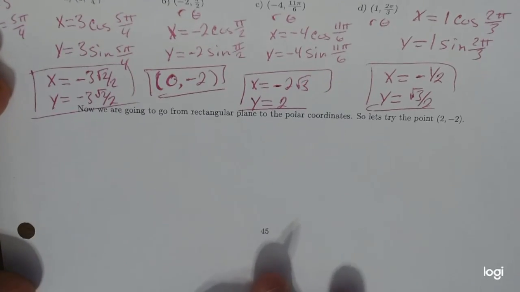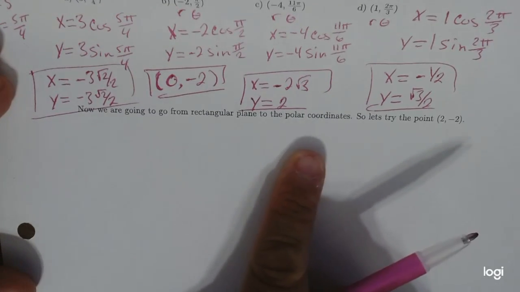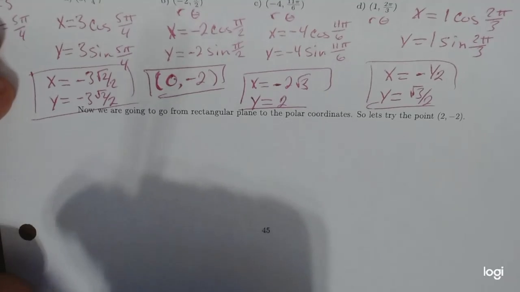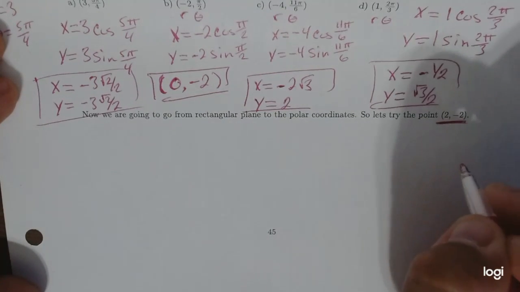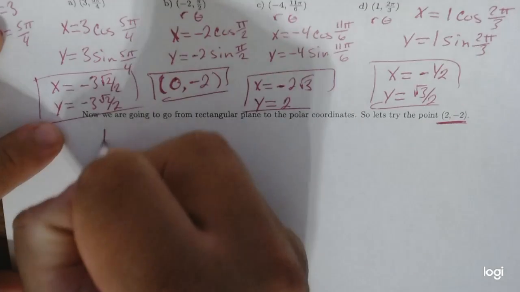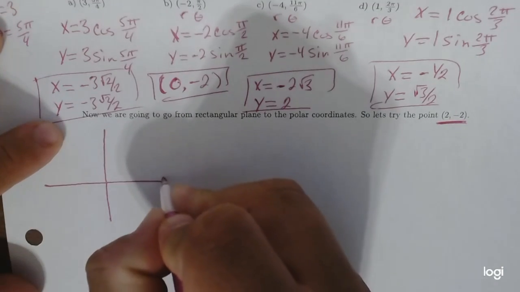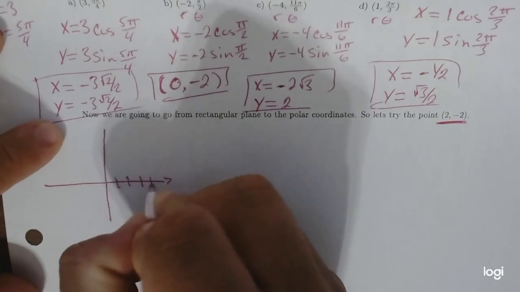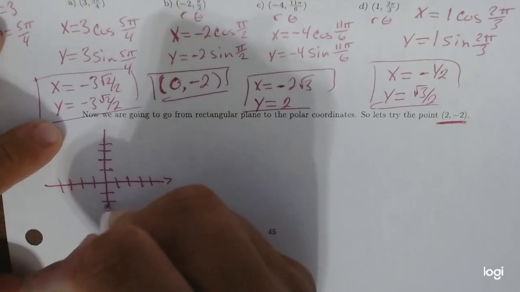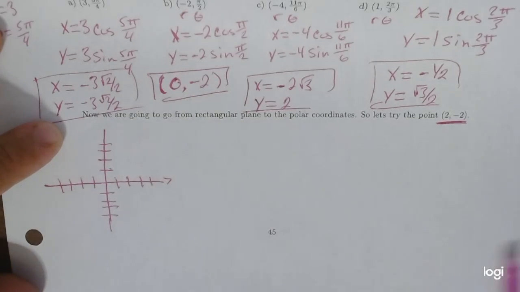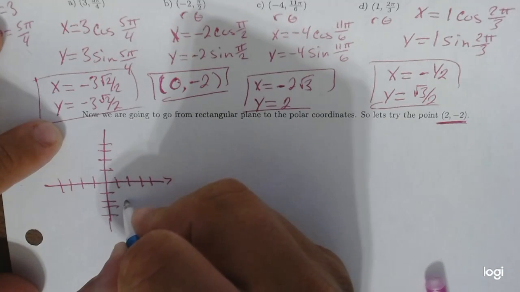Okay, so now let's actually try going backwards. So let's go from the rectangular plane to polar coordinates. Okay, so let's suppose we have the point (2, -2) to help us out. We're just going to graph this in the xy plane and see how that would go. All right, so (2, -2) is down here.